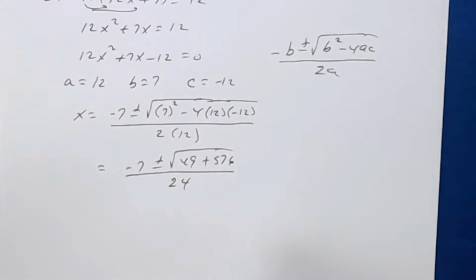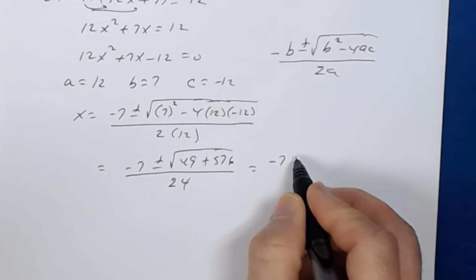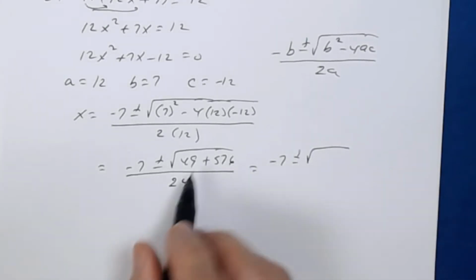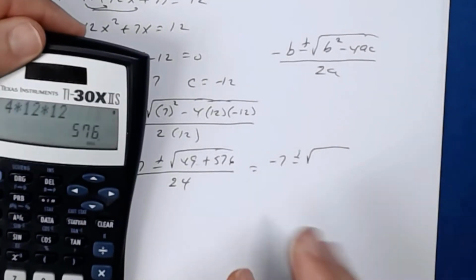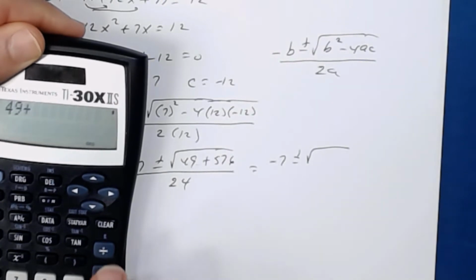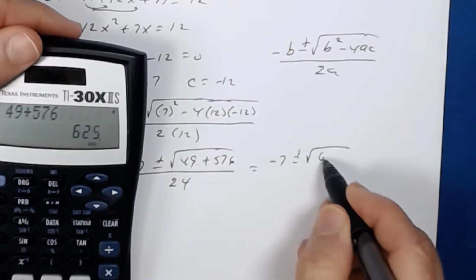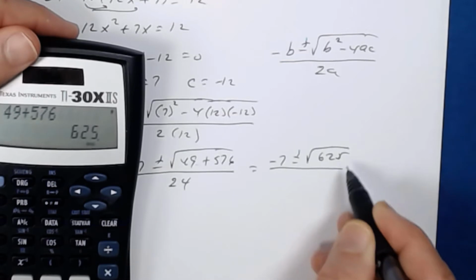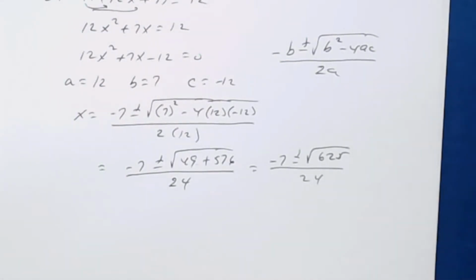So now that becomes negative 7 plus or minus the square root of, now go ahead and simplify the radicand again. So that's 49 plus 576, which gives me 625, all divided by 24. All right, so that's where I'm at.